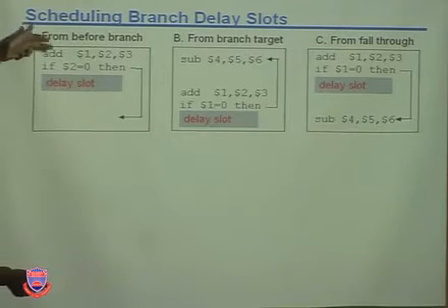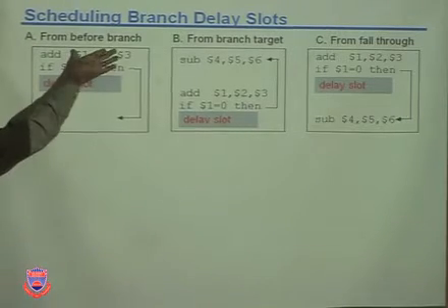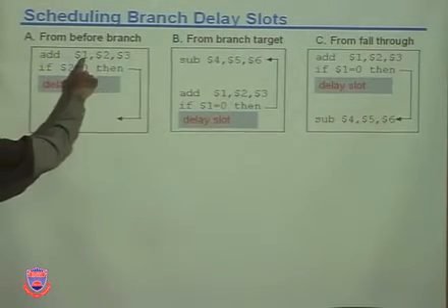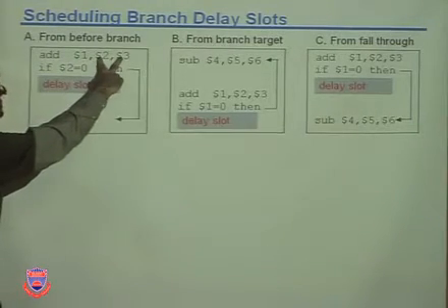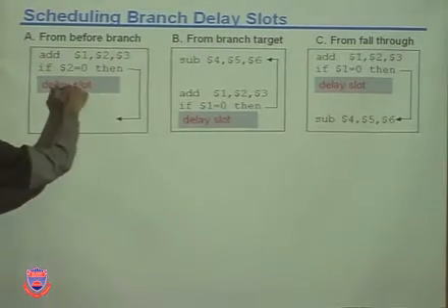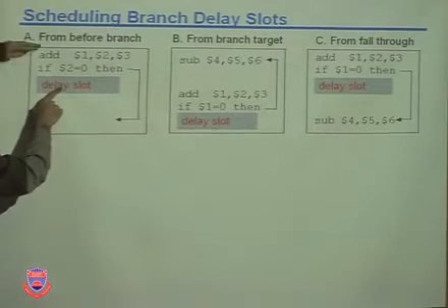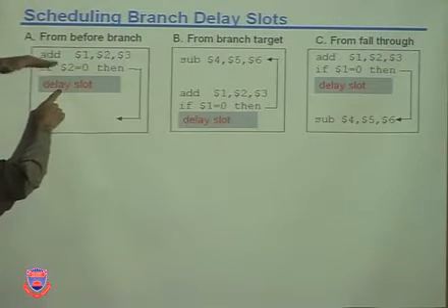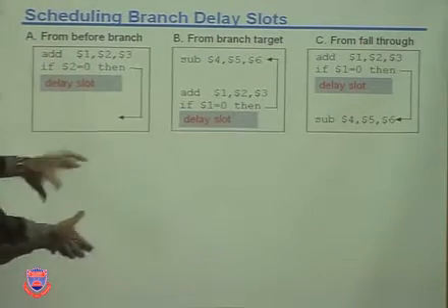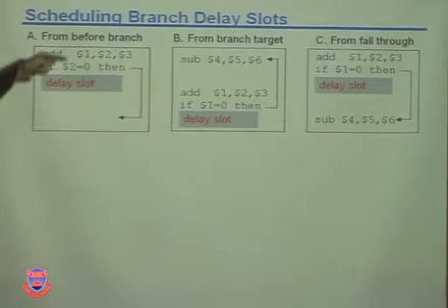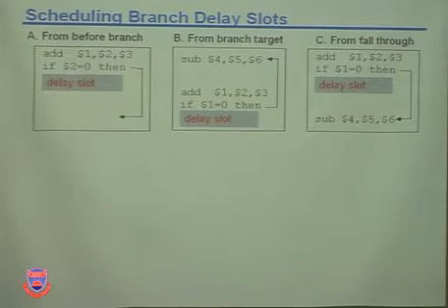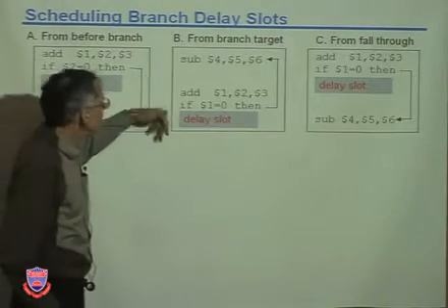In the first example, we're going to take something from before and put it here. Notice we're changing register 1, we're only reading register 2. So it's okay to have that action, which changes register 1, be done here, because this then this is not different than this then this. So you'll see right here, we're going to take it from before the branch and put it in the slot.